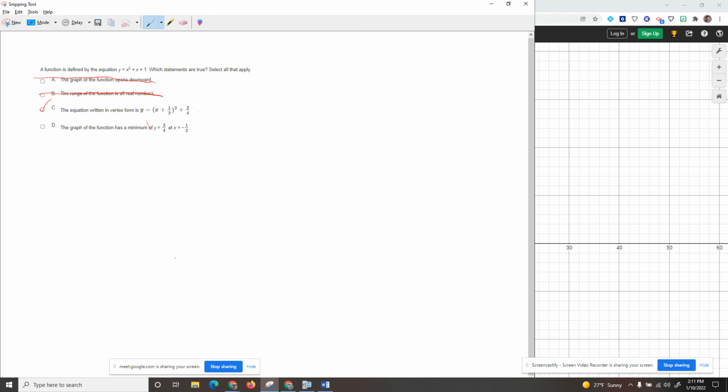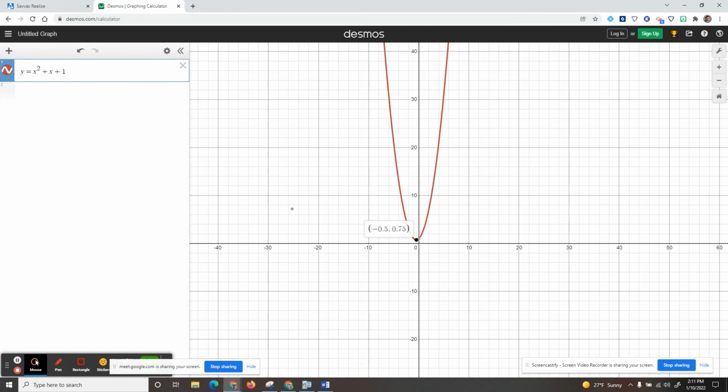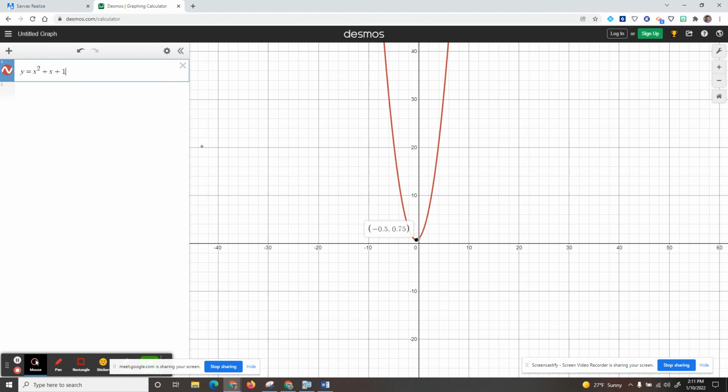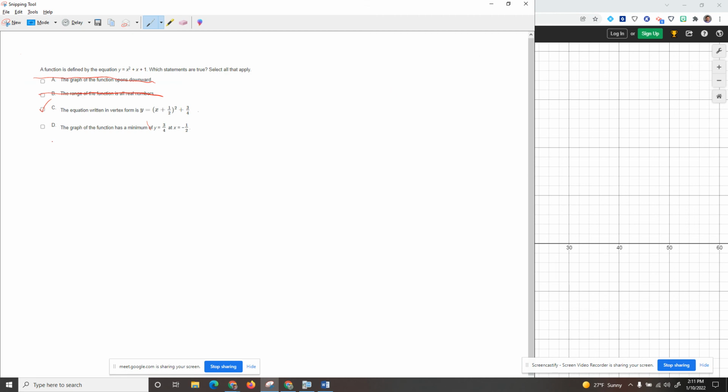And then D, the graph of the function has a minimum of 3/4. So since this graph opens up, the y coordinate is the minimum value. If it was opening down, it would have a maximum value, but this one has a minimum. So that statement is true. Y equals 3/4 is the minimum, and it's at a value of x equals negative 1/2. So negative 1/2 is the x value that's at. So that's also true. So D is a true statement as well. So C and D true, A and B false.